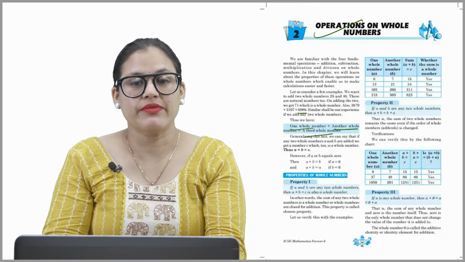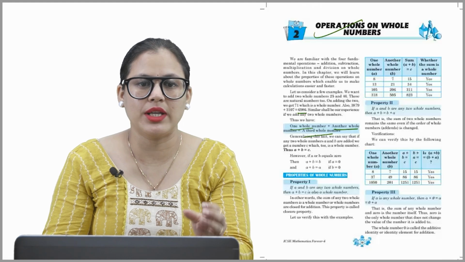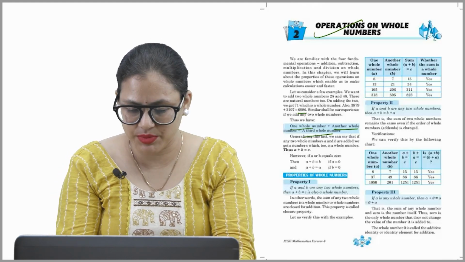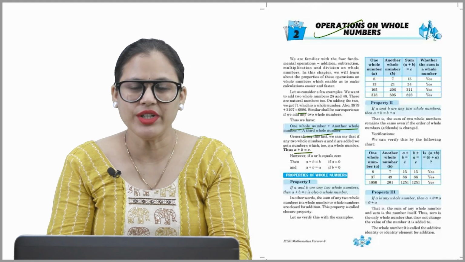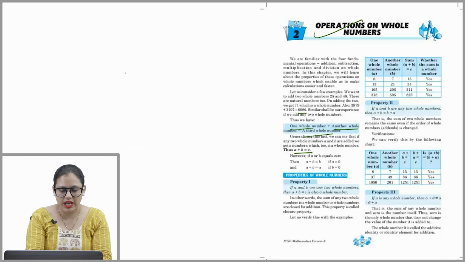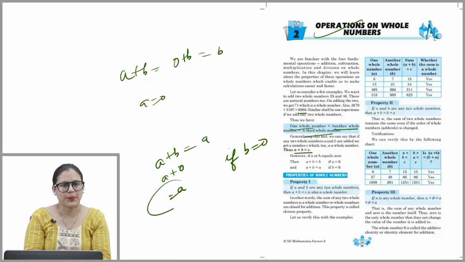So, generalizing this fact, we can say that if any two whole numbers A and B are added, we get a number C, which too is a whole number. Thus, A plus B is equal to C. However, if A or B is equal to 0, then what is A plus B? If A is 0, then 0 plus B is B. And A plus B is A if B is 0. We put the value of B as 0, so A plus 0 is A, right?